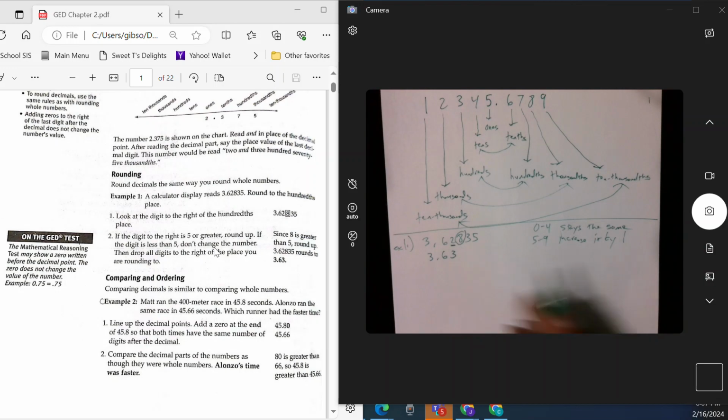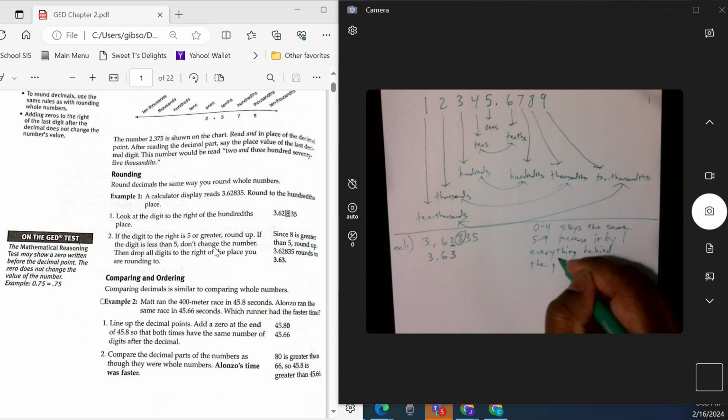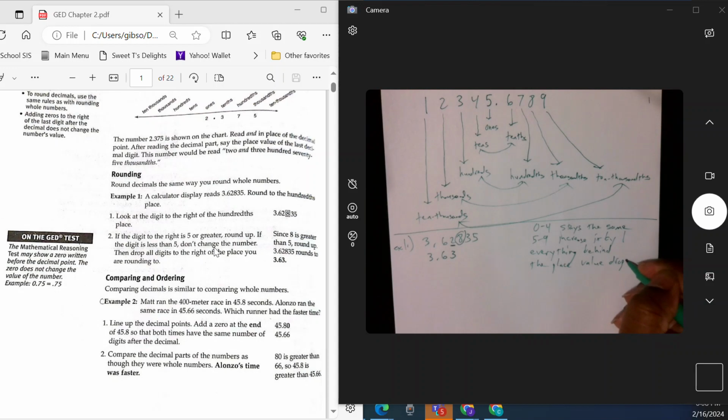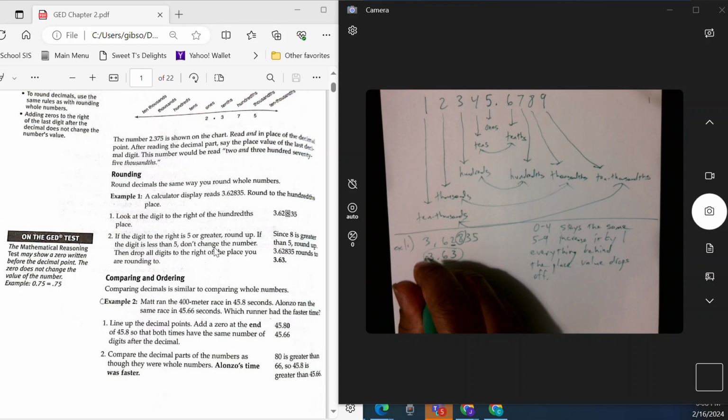Now with decimals, there's also another rule. After you round, everything behind the place value drops off. So in other words, when you round behind the decimal, everything past that place value drops off. So your final answer should end at that place value. We rounded to the hundredths place. Your final answer has to end in the hundredths place, which we have here.